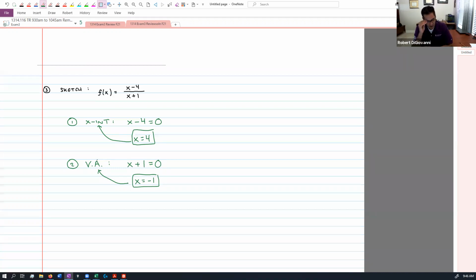What's the next thing? I think this is one of the harder, more confusing parts, the third part. Horizontal asymptotes. This is that magnet that pulls your graph at the ends. And remember, when it comes to horizontal asymptotes, there's 3 possibilities. There's 3 different things that can happen.